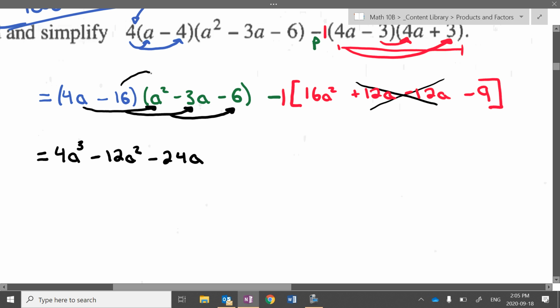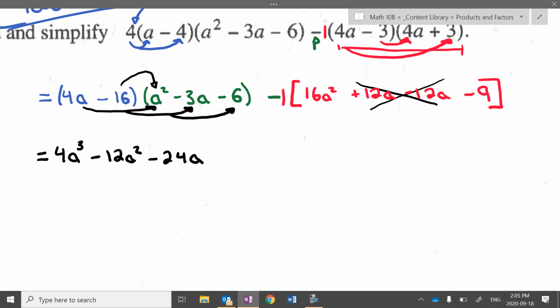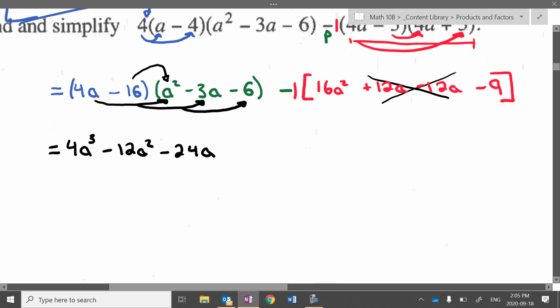Now I have to deal with that 16. 16 is a big number. Most of the ones I give you, I won't give you 16s to multiply. You should be able to handle 16, but I don't want to cause you to make a mistake just because you multiply funny. But minus 16a squared, I'm going to get a negative times a negative gives me a positive 48a. And then that's positive 96.